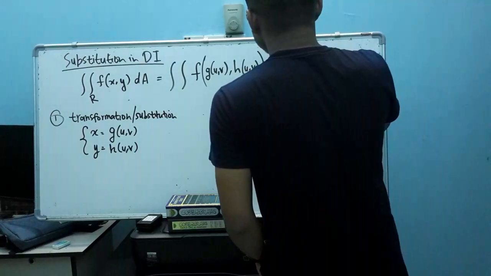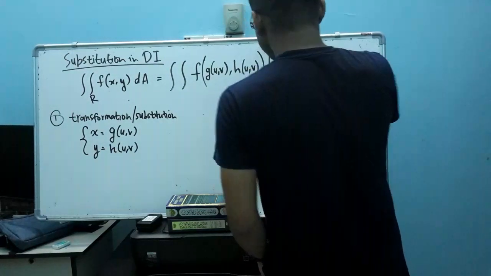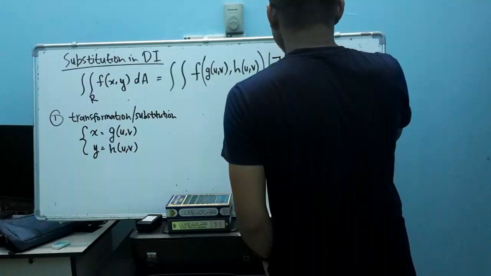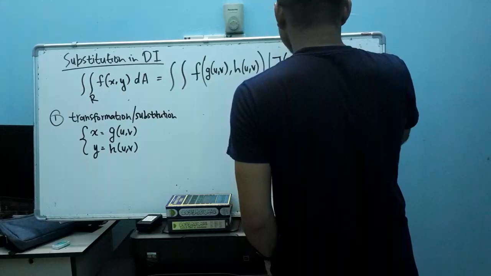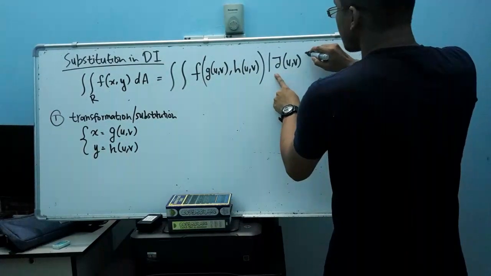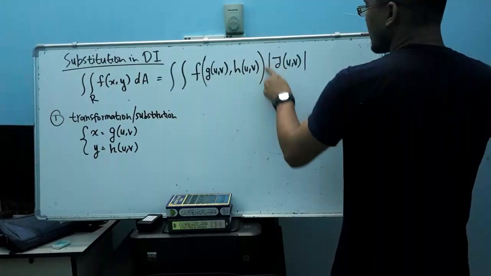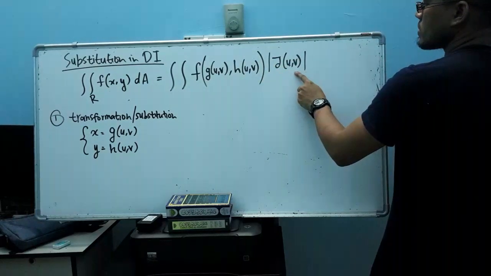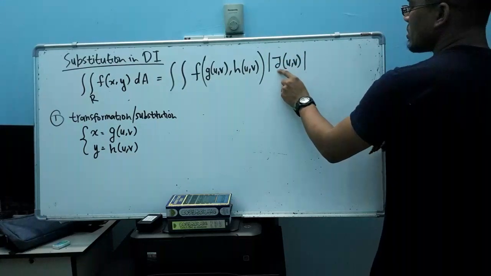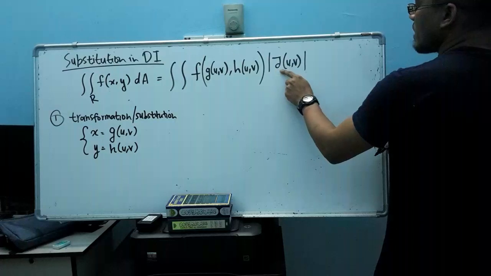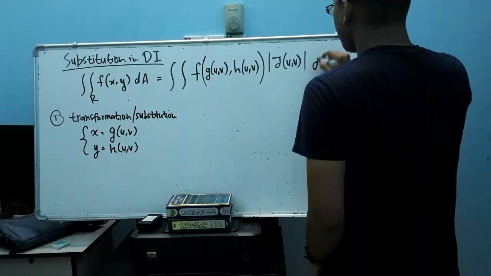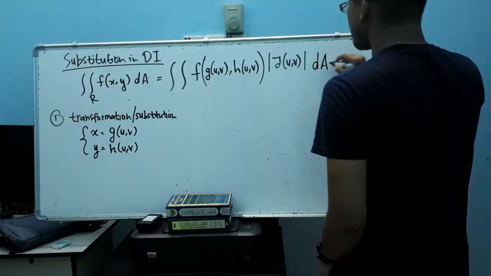Let's write this first. This is multiplied by the Jacobian J(u, v), but I need to take the modulus. Always remember this is a modulus, an absolute value, and inside it I have J(u, v). And then of course I will have dA, because it is a double integral.